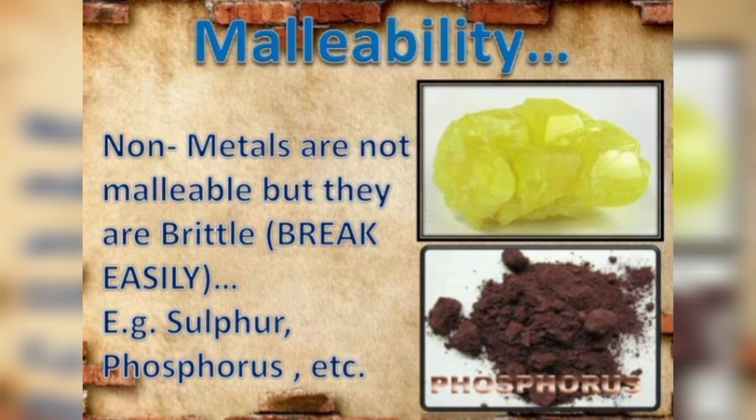So, first one, conductivity, ductility, malleability. Okay, did all of you understand? Yes, I hope all of you understood these physical properties of metals and non-metals that we have discussed now. That is conductivity, then ductility and malleability.